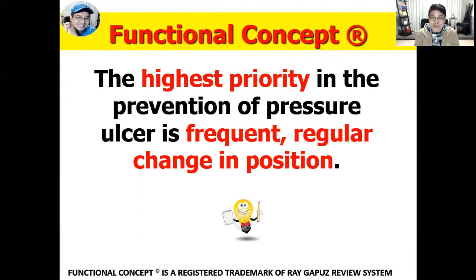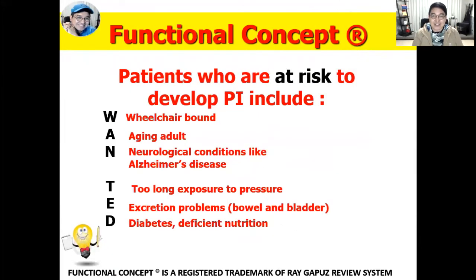Let's move on. The highest priority in the prevention of pressure ulcer is frequent, regular change in position. Talk about changing the patient's position every 1 to 2 hours. And that should be done regularly because it's exposure to sustained pressure that increases the risk for the development of pressure injuries. So, who are the patients who are at risk to develop pressure injuries?